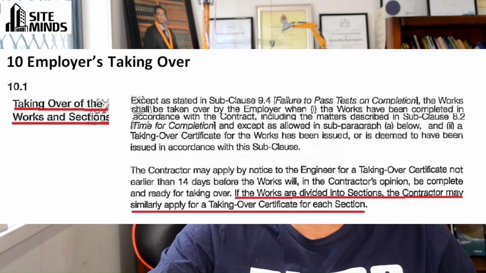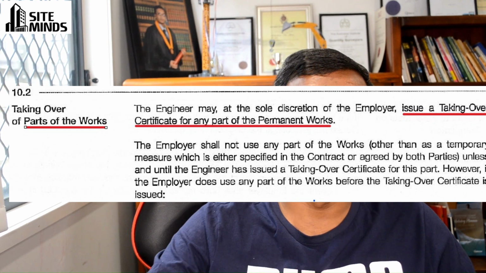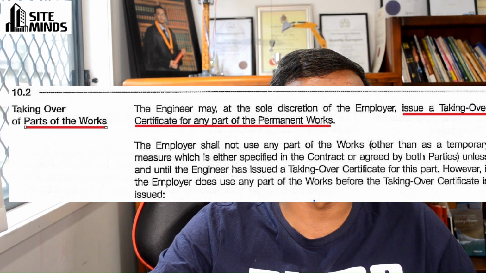If you go to FIDIC 10.1, it states the taking over of the works and sections, where the engineer should issue the takeover certificate for the works, or in general terms a practical completion certificate. Then if you go to section 10.2, it addresses partial completion. A section is stated in the contract to be completed on a particular date for practical completion. Then 10.2 talks about partial completion, where the contract does not state such sections, similar to the previous case we discussed, but when the project is going on, the client wants to take over a portion of the works.